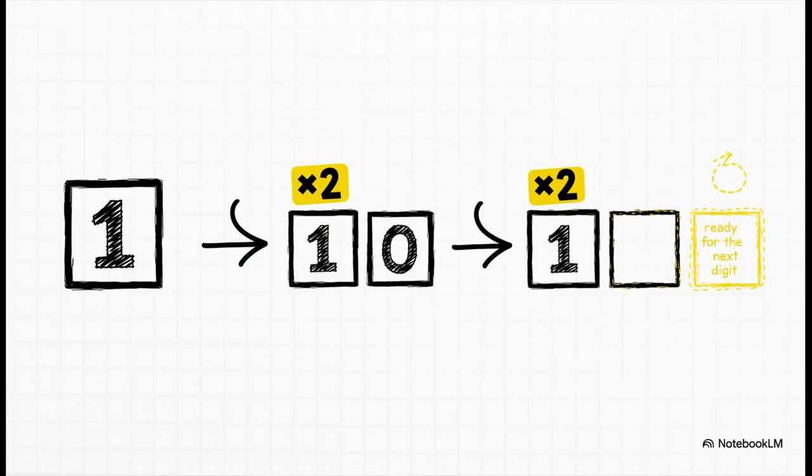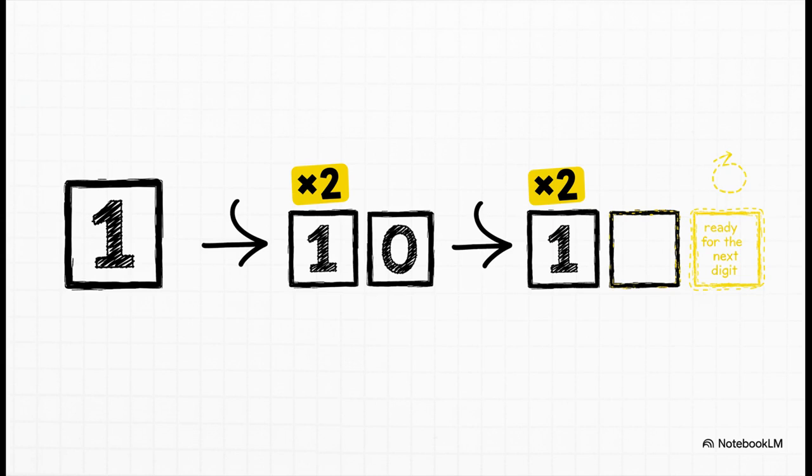So you might be asking, why are we multiplying by 2? What's the magic in that? Well, this is the core of the whole thing. See, in the world of binary, multiplying a number by 2 is the exact same thing as shifting all its bits one spot to the left. It's like you're shoving everything over to make space for a new digit on the end.